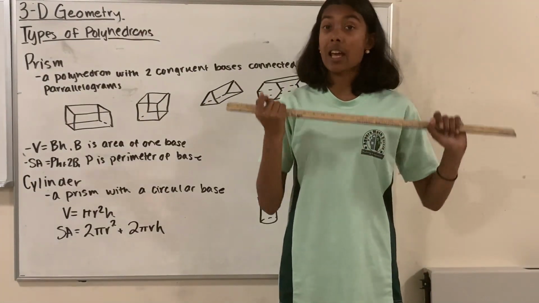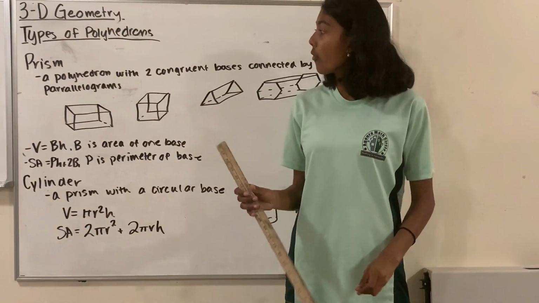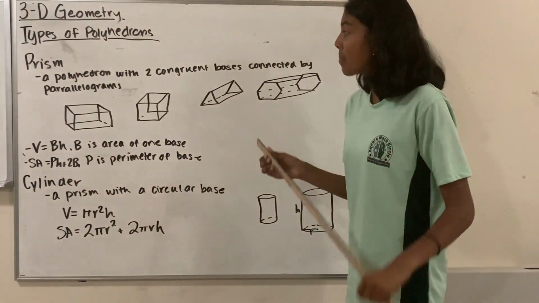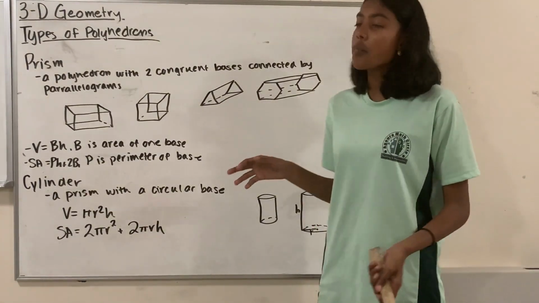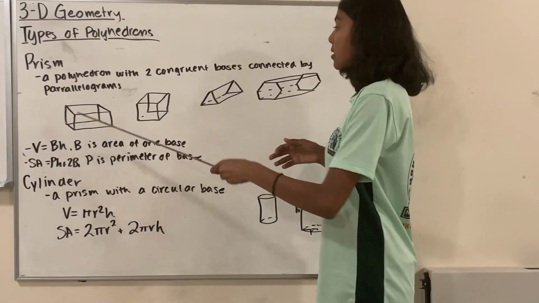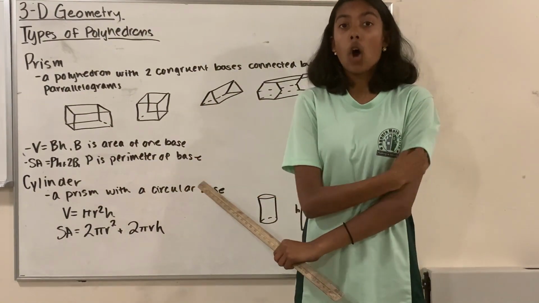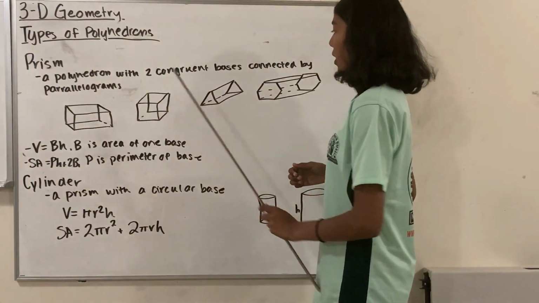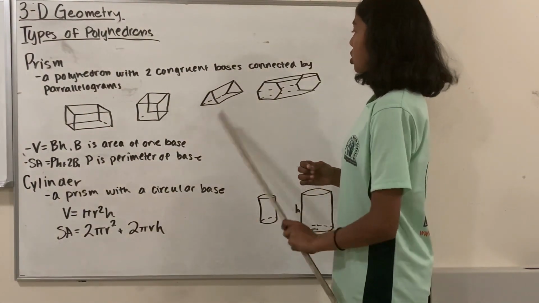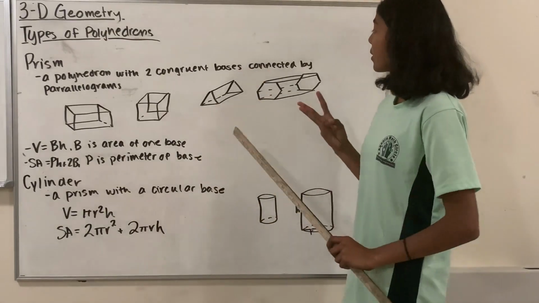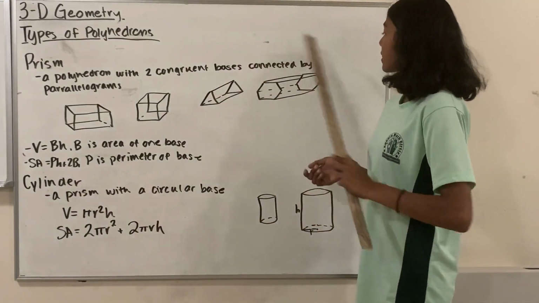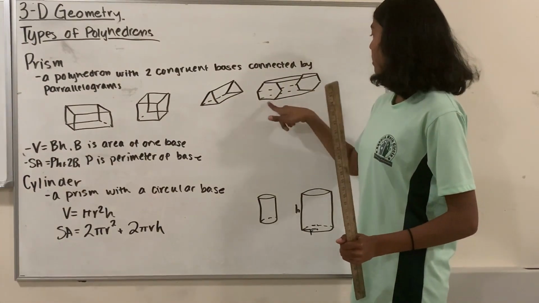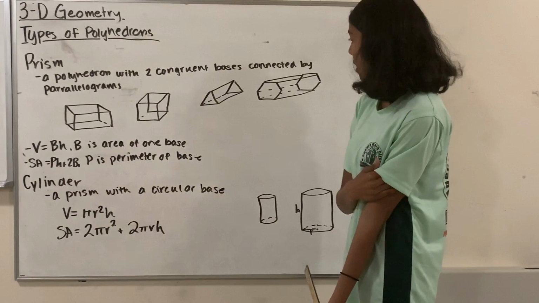Now let's move on to types of polyhedrons. We start off with a prism. A prism is a polyhedron with 2 congruent bases connected by parallelograms. For example, we have a rectangular prism, where the bases in this case are rectangles. Now we have a cube, which is this right here. A triangular prism, which is 2 triangles connected by 3 parallelograms. And then we have this hexagonal prism. I tried drawing that, I failed, but the bases are 2 hexagons connected by the sides, which are parallelograms.